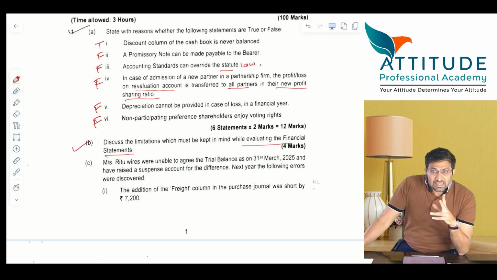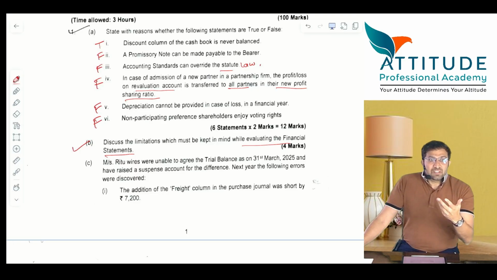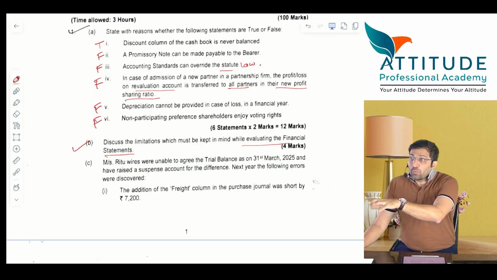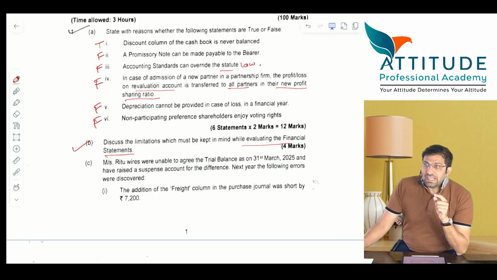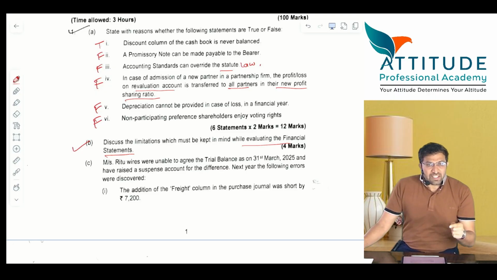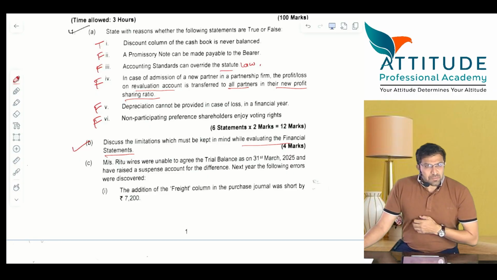Fourth limitation, you tell me, provision for doubtful debts. Any provision is a matter of an estimate, yes or no? It's a personal judgment. So I feel that debtor is not going to pay the money, so I make a provision. You might feel that debtor might pay the money, you might not make a provision. So there are personal judgments involved in accounts, and hence we cannot say the accounts will show a true and correct picture. We always say accounts show a true and fair picture, not a true and correct picture. So personal judgments are also there. Certain adjustments are made on personal judgments.